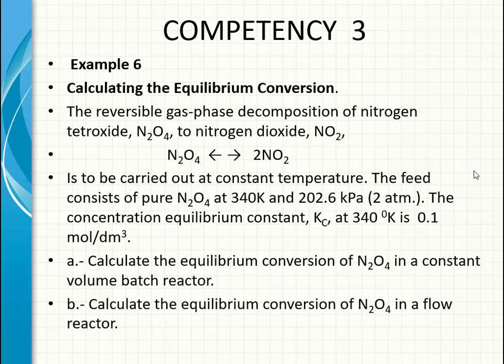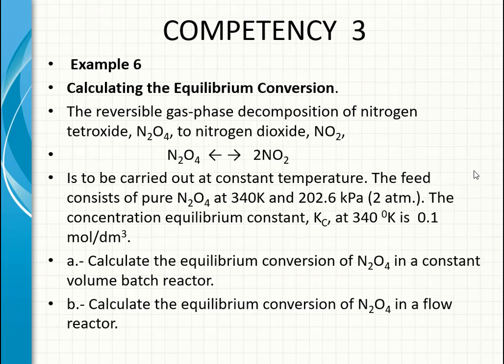And now we are going to calculate the equilibrium conversion. The reversible gas phase decomposition of nitrogen tetroxide N2O4 to nitrogen dioxide NO2 is given by N2O4 goes to 2 of NO2, and in the back direction 2 of NO2 goes to 1 of N2O4. This reaction is to be carried out at constant temperature.